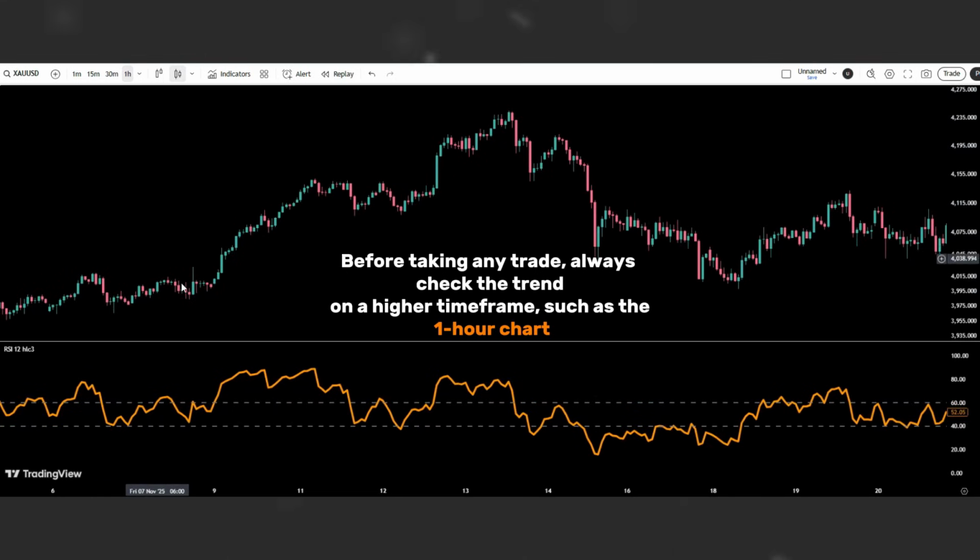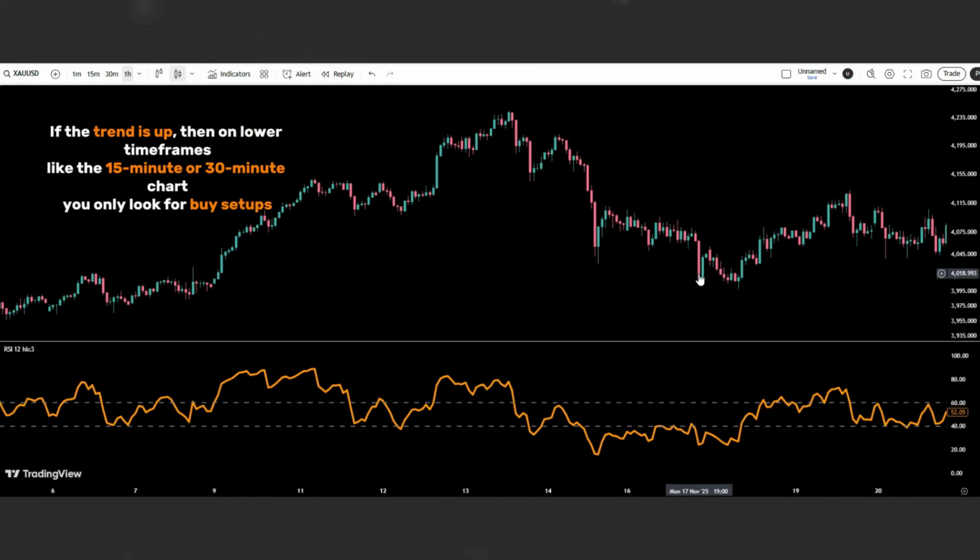Ask yourself a simple question. Is the market in an uptrend or a downtrend? Once the trend is clear, your job becomes much easier. If the trend is up, then on lower time frames like the 15-minute or 30-minute charts, you only look for buy setups.